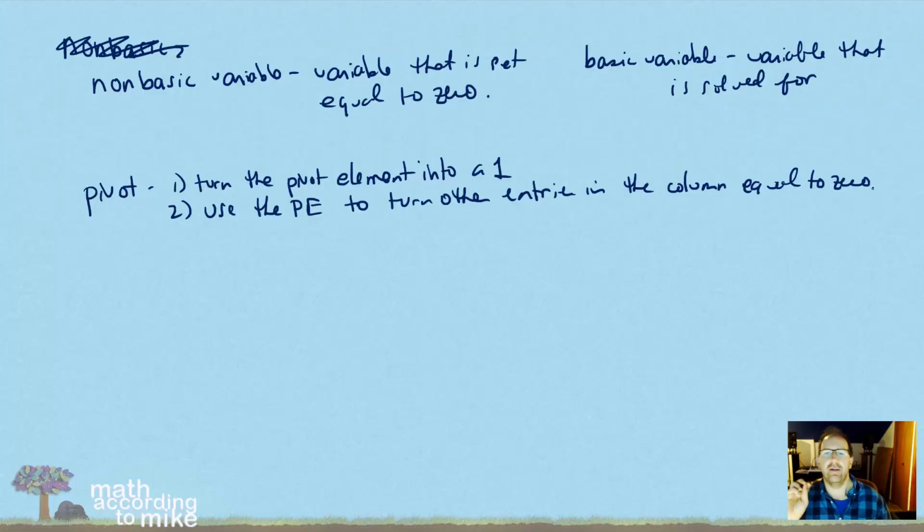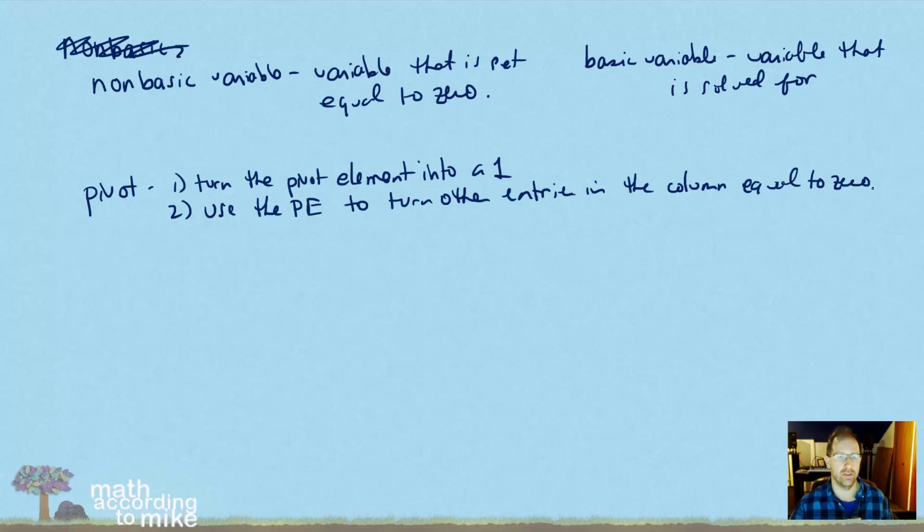To pivot means to turn the pivot element into a 1 and to use the pivot element to turn other entries in that column into a 0. Does that sound familiar? Yeah, because that's basically Gauss-Jordan. Make your 1, make your 0s.